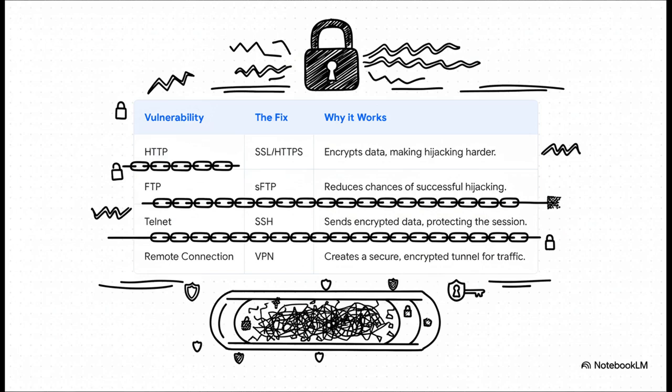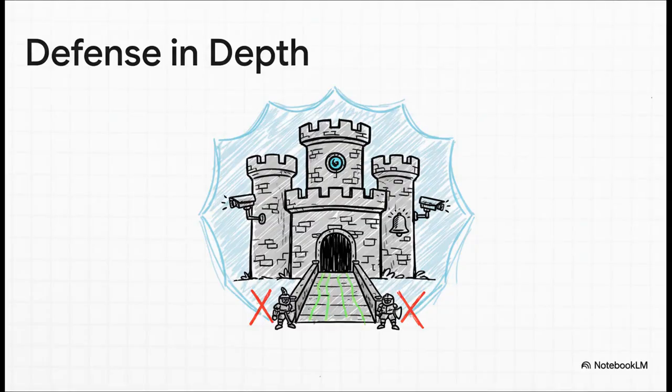And the same idea goes for using things like SSH instead of Telnet or a VPN for your entire connection. The key here is something we call defense in depth, which is just a fancy way of saying you use multiple layers of security, just like a real fortress would. So that starts with using those encrypted protocols we just talked about. It also means using a VPN, especially when you're on public Wi-Fi, to create a secure private tunnel for all your traffic. And for companies, it means using intrusion detection systems to watch for any signs of a hijack happening in real time.